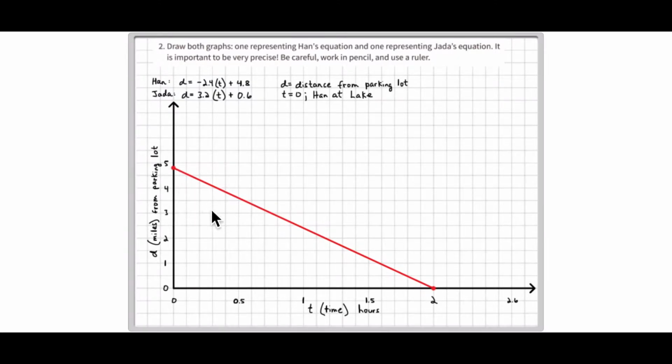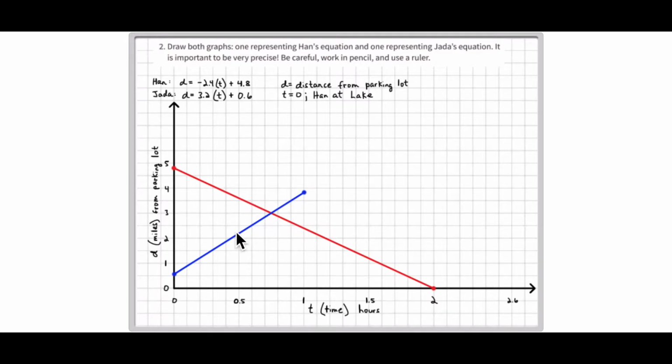So in 1 hour, right here, he has traveled a negative 2 4/10. So 4 8/10 minus that 2 4/10 gets you down here to 2 4/10. So he is right here in 1 hour, and then at 2 hours, another 2 4/10, another hour, and he is at the parking lot.